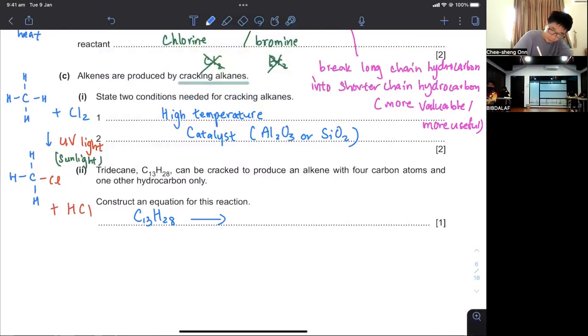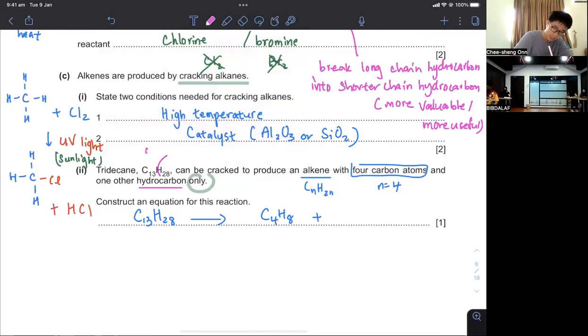You crack it, produce an alkene with 4 carbon atoms. So alkene is CnH2n, and then n equals 4. So that means C4H8. And then they say only one other hydrocarbon. Hydrocarbon is a very common definition in O level. Hydrocarbons contain hydrogen and carbon atoms only, because there's only hydrogen and carbon atoms in the molecule, okay?